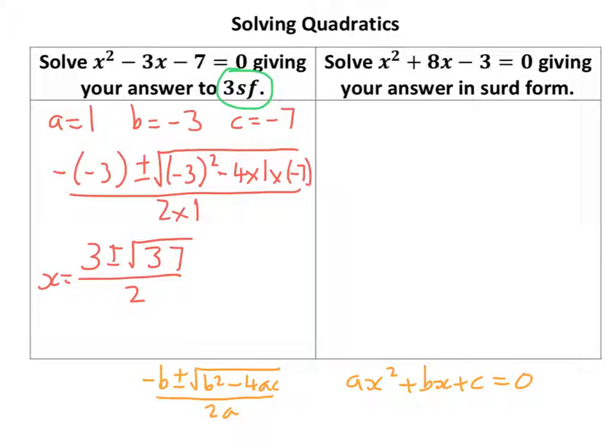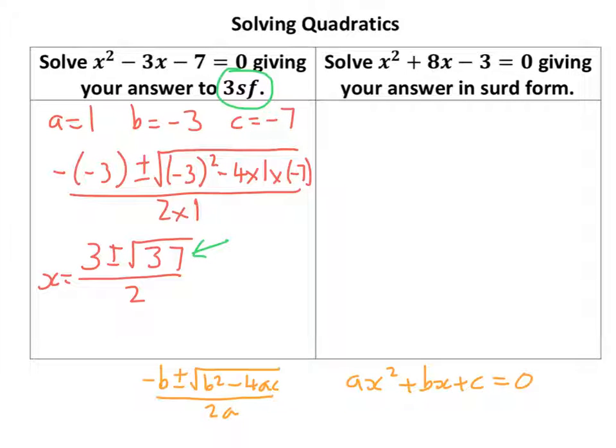Now, be careful here. If you get a negative discriminant, so if the bit under the square root is negative, it's obviously impossible. You can't square root a negative, can you? So be very careful with this. The negative numbers need to go in brackets because your calculator might get a bit confused if you don't do that.